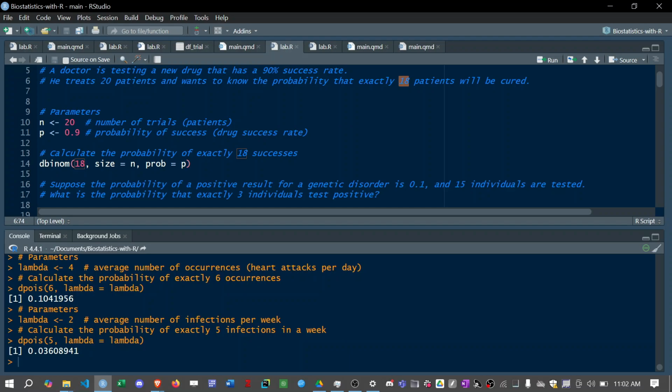what's the probability that 17 patients will be cured? 16 patients will be cured. 15 patients are going to be cured. Up to 1 patient is going to be cured. What is the probability? You're now going to add all these probabilities together. That is the first approach, which is really tedious.